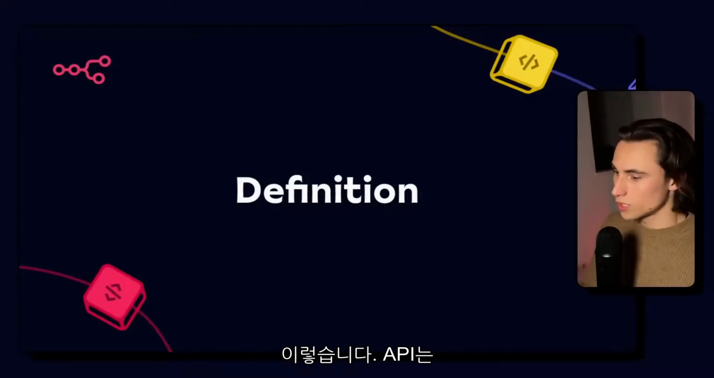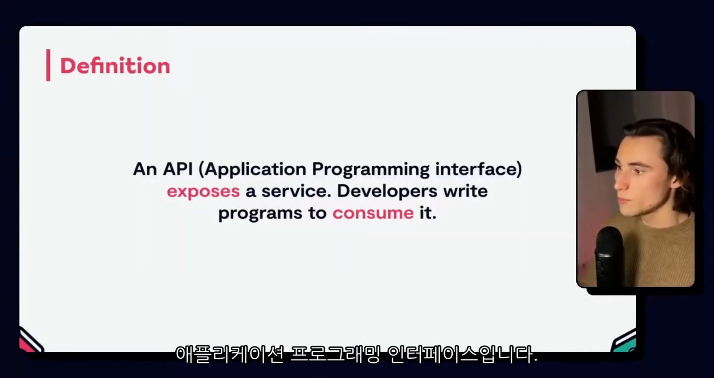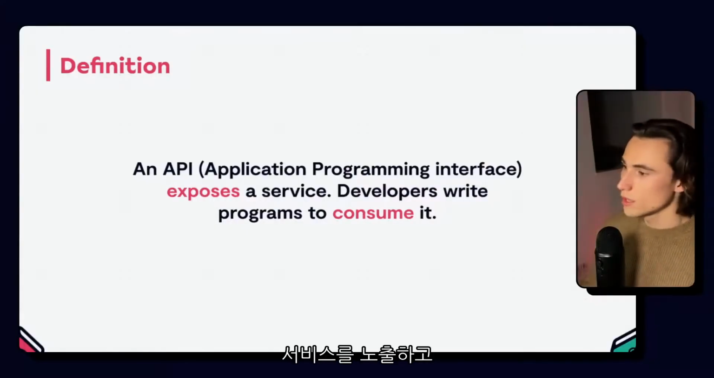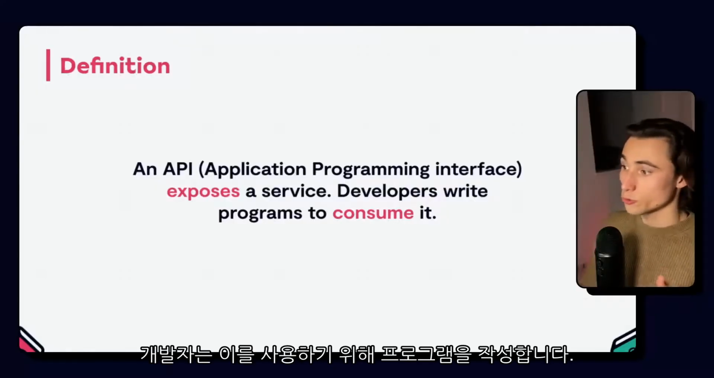A technical definition of an API. So an API is an application programming interface. It exposes a service and developers write programs to consume it.